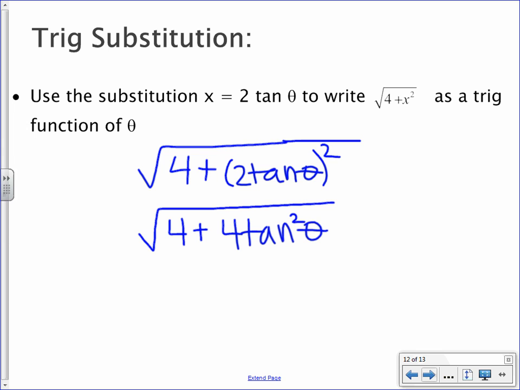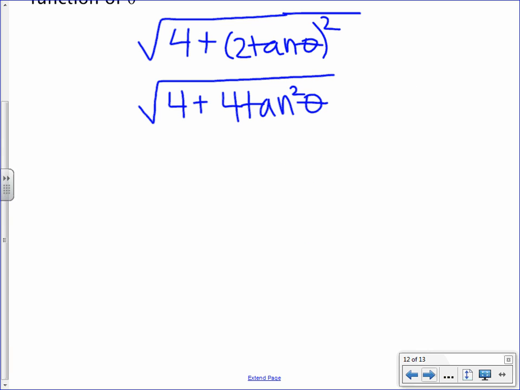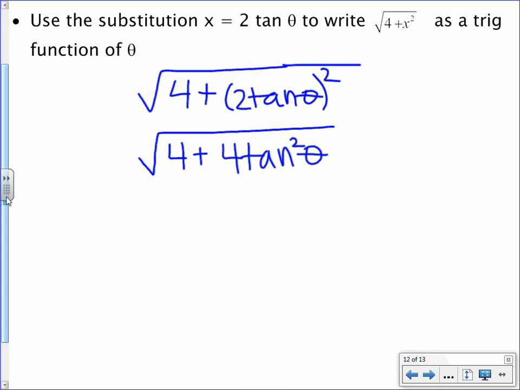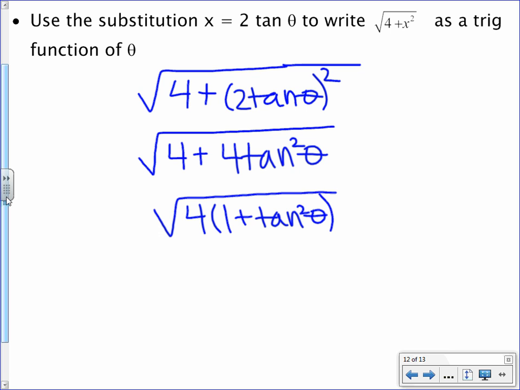Okay? So watch this magic. You ready? What number do we have in common down here? We have a 4 in common. So what I can do is factor out that 4 and left over we have 1 plus tangent squared theta. 1 plus tangent squared theta. Look at your identities, please. Layton, what is it? Secant squared theta. So this becomes 4 secant squared theta.